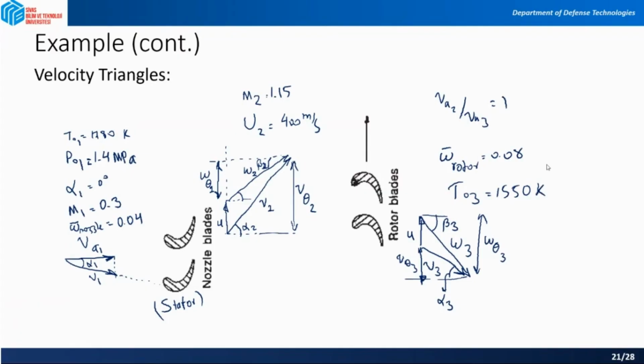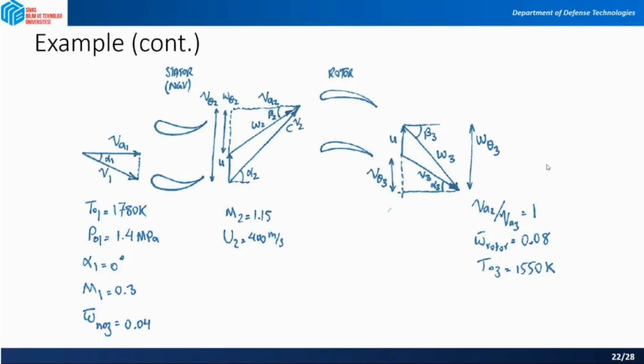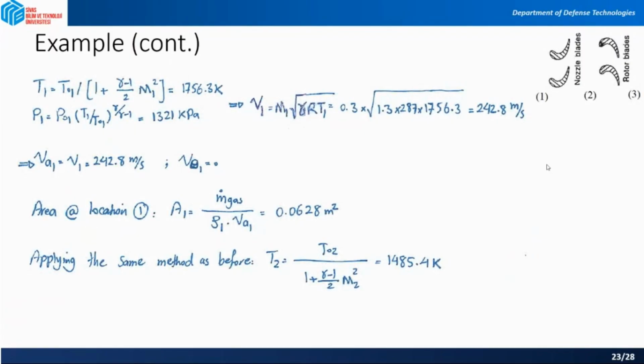So we just constructed the velocity triangles in here. Now let's see these velocity triangles. What we need is to start with the relations that we had. Using the isentropic relations, you can find the static temperature and pressure at station 1. So these are all written for station 1.